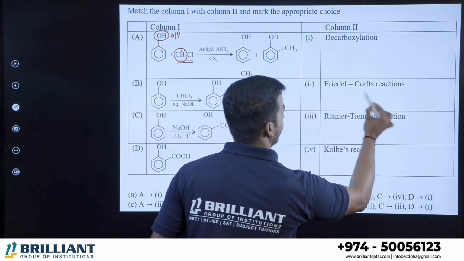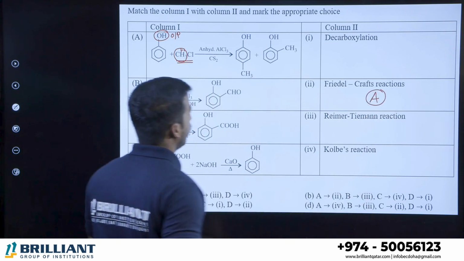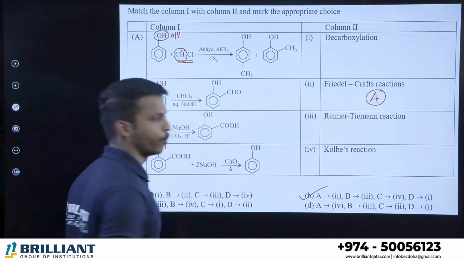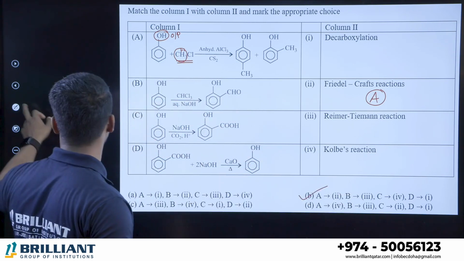Where is Friedel-Crafts? This is A1. So A is matching with 2. A matching with 2, that is only one answer. Option B. Anyway, we can discuss the others also.